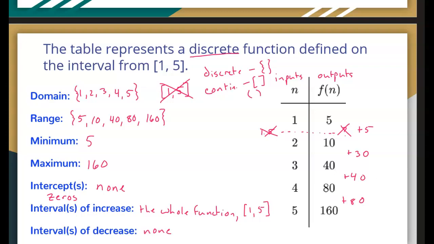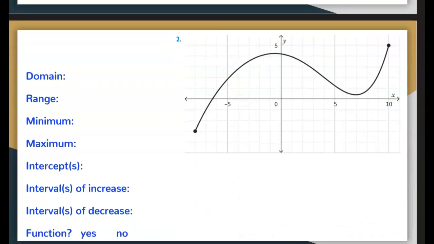Let's look at the next problem. So now we have a graph. This graph is kind of curvy. It has a distinct endpoint here and a distinct endpoint here. Pause the video and see if you can write down these different key features, and then we'll talk about what they are.